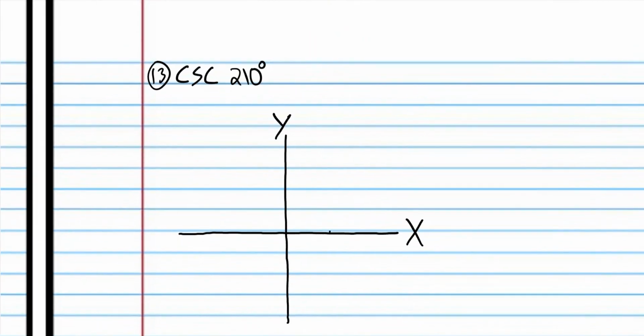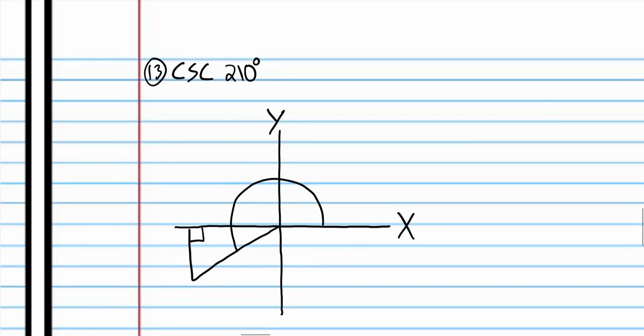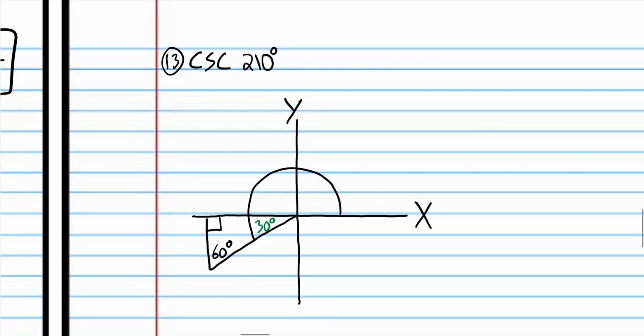Alright, we're back, so I'm going to draw the angle in standard position and form a triangle, a right triangle. Then I'm going to find the reference angle, which is 30 degrees. Again, the reference angle is the acute angle between the x-axis and the terminal side. And if that angle's 30, then this angle must be 60, which means it's a 30, 60, 90 degree triangle.